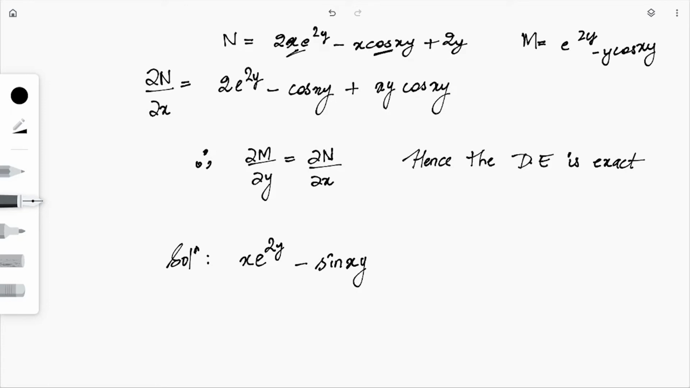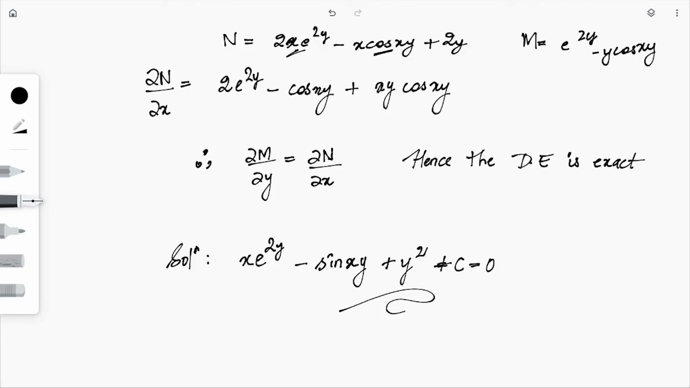What is it? y square by 2, the 2 and 2 get cancelled, so this will be nothing but plus y square plus some constant equal to 0. So this is the required solution. Okay, so first we have to check whether the given expression is exact, and if it is exact, this is the method to find the solution.